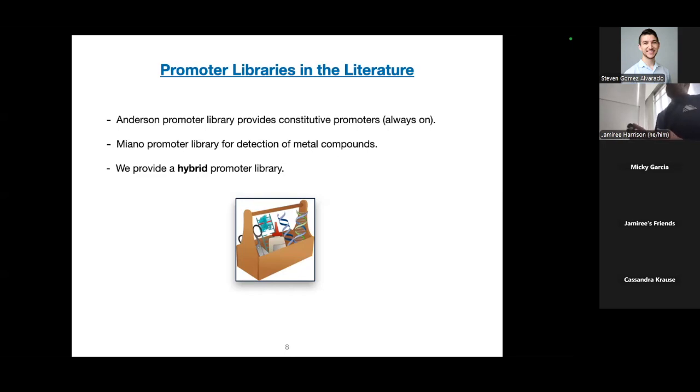Another notable library is the Miano library that came out of the Hasty lab somewhat recently, and they use a promoter library that is inducible to detect different types of heavy metals. So that's kind of like the essence of biosensing. You can use bacteria and genetically engineer them in order to detect compounds that you may or may not want to have in your system.